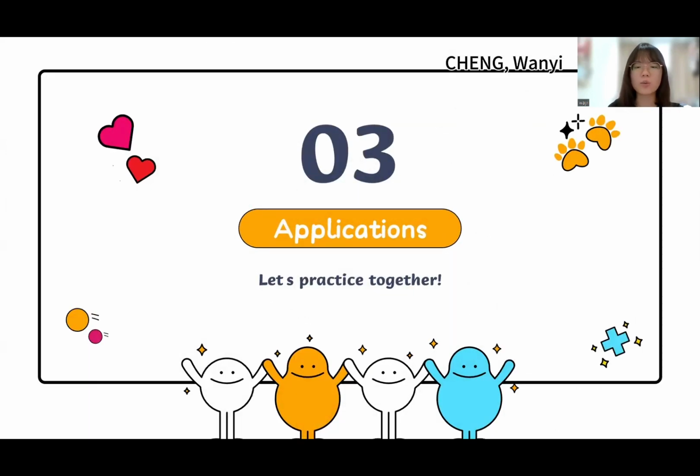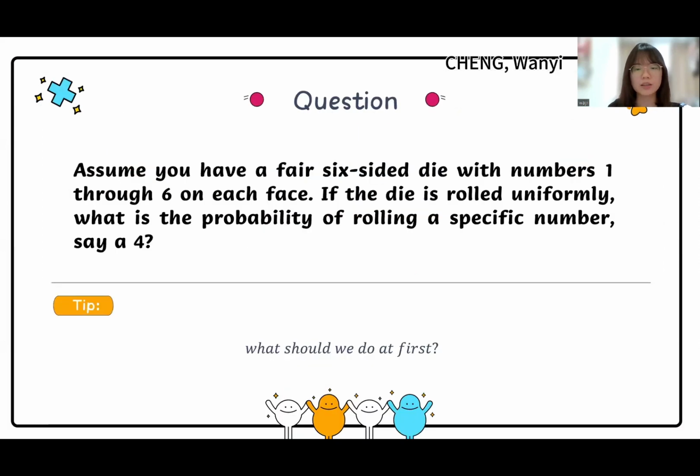Finally, we use a very simple example to learn the steps of solving this problem. Imagine you have a fair six-sided die with numbers 1 through 6 on each face. If you were to roll this die, what is the probability of rolling a specific number, say a 4? I give you 6 seconds to think what we should do at first.